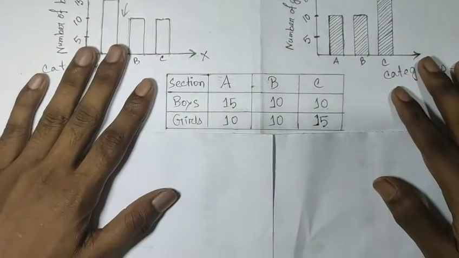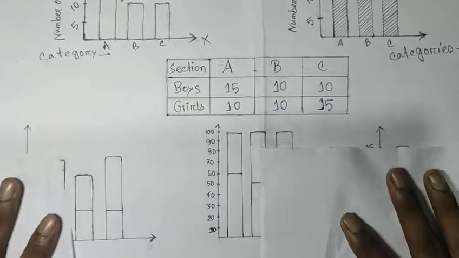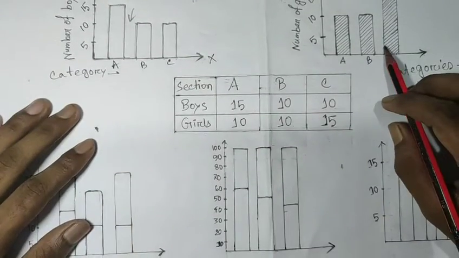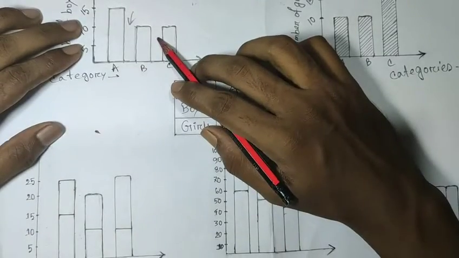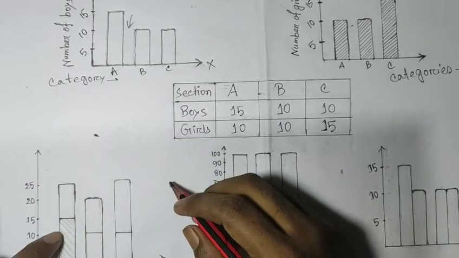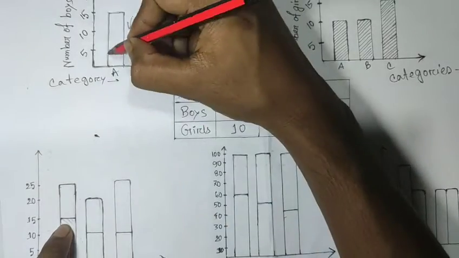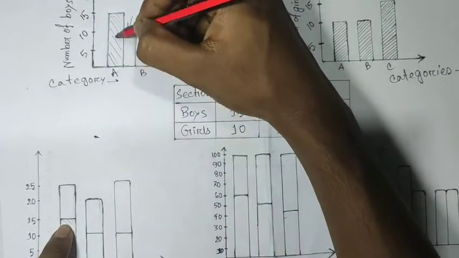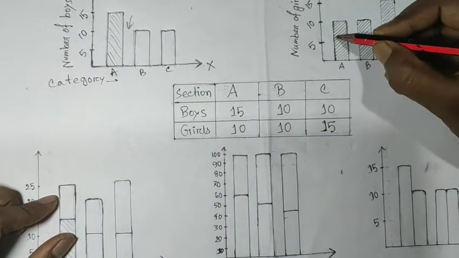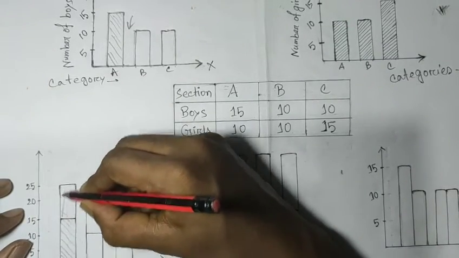So if we want to represent them graphically, then we can represent them in these three ways. Let's have a look at the first graph. Here what I have done, I just put this second graph on the upper side of the first graph. You can see that this bar has 15 as its length, which is equal to the number of boys of a section, and the upper portion is equal to the number of girls for a section. The length of this bar is 10, which is equal to this.